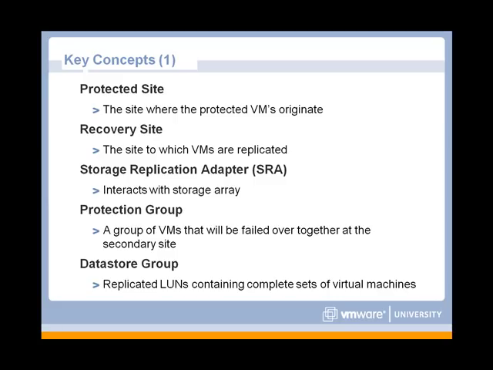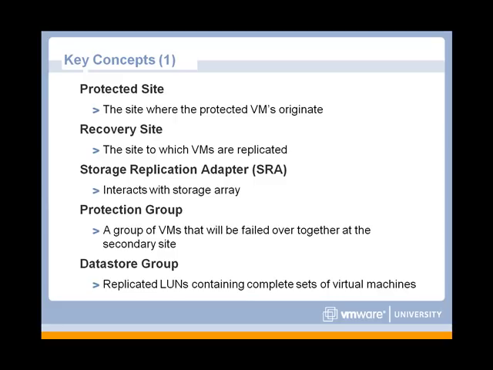We have the protected site, or again, the site where the protected VMs originate, the recovery site, the site in which the VMs are replicated to, the storage replication adapter, that was the piece of software that allows SRM to interact with the storage array. A protection group is a group of VMs that will be failed over together at the secondary site. And a Datastore group, again, is those replicated LUNs containing completed sets of virtual machines.